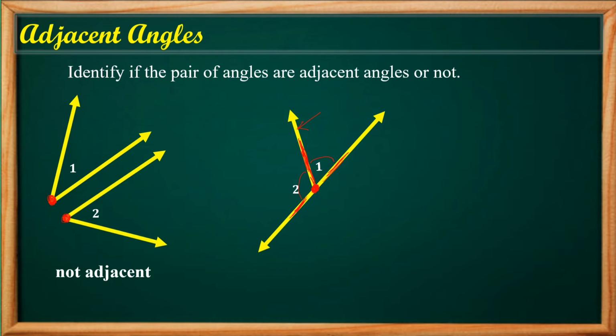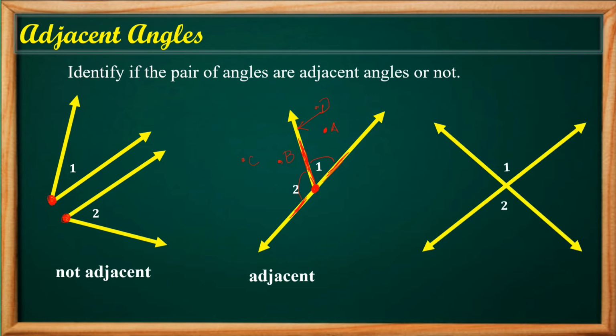Pangatlo, no common interior points. Now, si angle 1, pag maglagay tayo dito ng point A, then dito naman, pwede ba natin ilagay si point A? Hindi. Iba na talaga yung points dyan. Kapag dito naman si point C, pwede ba natin ilagay si point C dito? Hindi. Ibang points na yan. We have here point D. Therefore, magkakaiba yung interior points. They have no common interior points. Then, this angle 1 and angle 2 on this figure, they are adjacent angles.